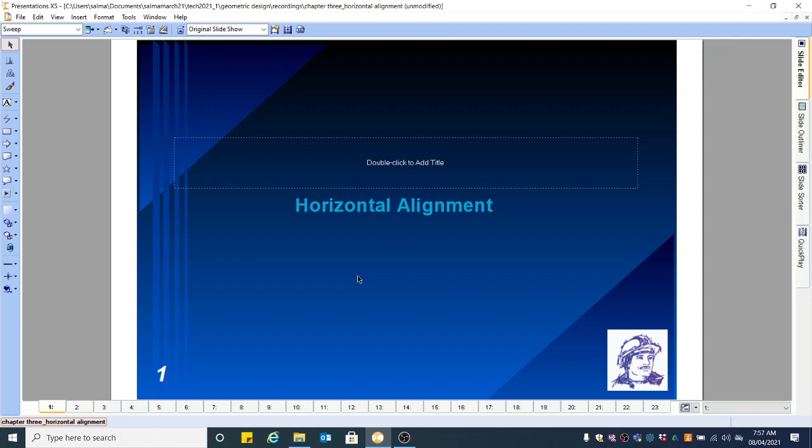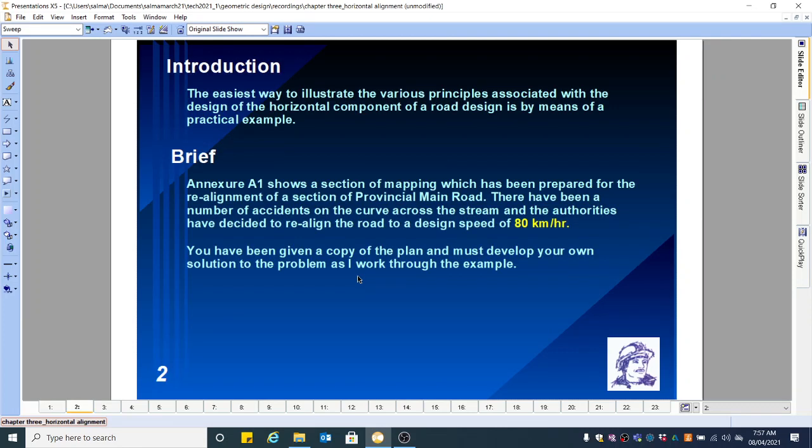Good day, welcome to the section on horizontal alignment. To best illustrate this example here, we are going to be using a practical example.